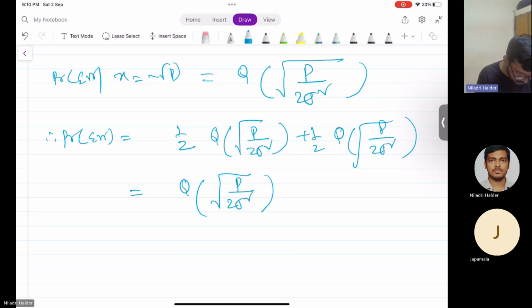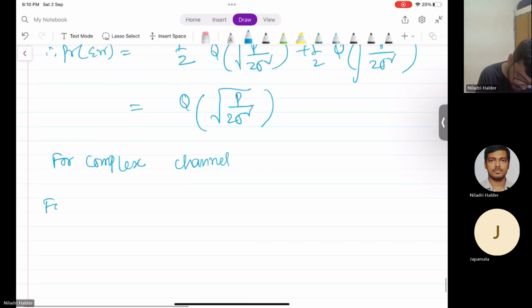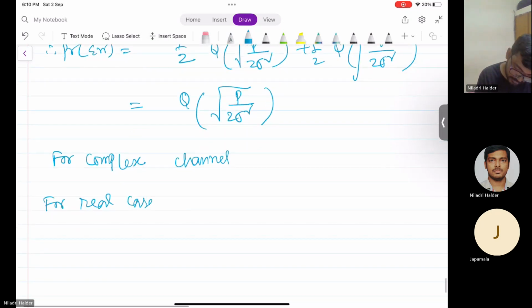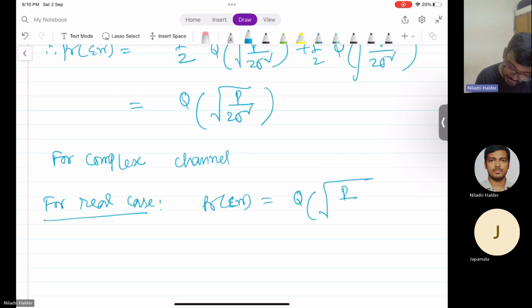This is the case for the complex channel. Now for the real case, it will become equal to Q of root over P by sigma square.